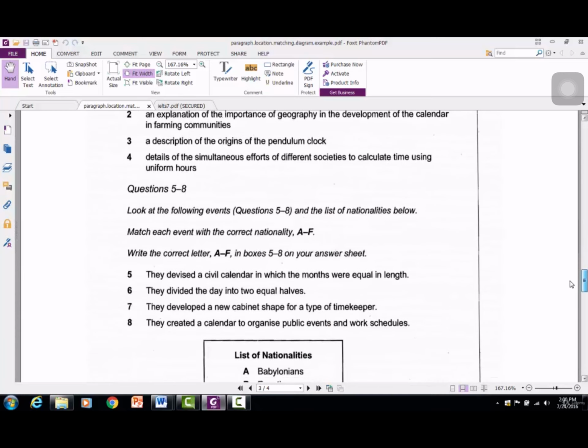So Babylonians, let's see. Calendar with months equal in length, nothing about that. Two equal halves, no. Cabinet shape, no. Calendar to organize public events and work schedules. Yes. So for number 8, we would put A for Babylonians, because they coordinated communal activities, that's organizing public events, and they regulated planting and harvesting and planned the shipment of goods, that's work schedules. So for number 8, we would put A.